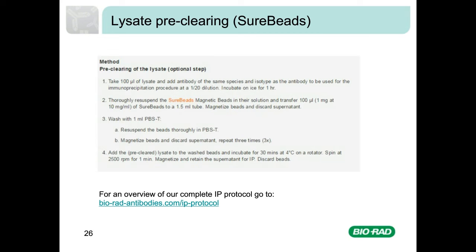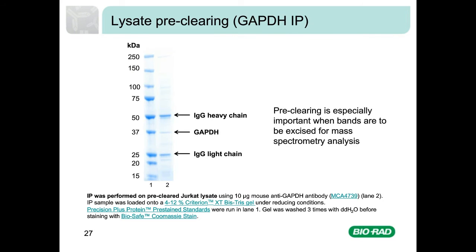Pre-clearing of lysates is of particular importance when performing Coomassie staining of IP samples. This slide shows a Coomassie staining of a GAPDH IP with Bio-Rad's BioSafe Coomassie stain. GAPDH is a very highly abundant protein, and therefore you can see the GAPDH band clearly on gel staining. Bands of interest are often excised from Coomassie gels and sent for mass spectrometry analysis. The aim of this type of analysis is the identification of potential new interactors with your protein of interest, or the analysis of post-translational modification sites.